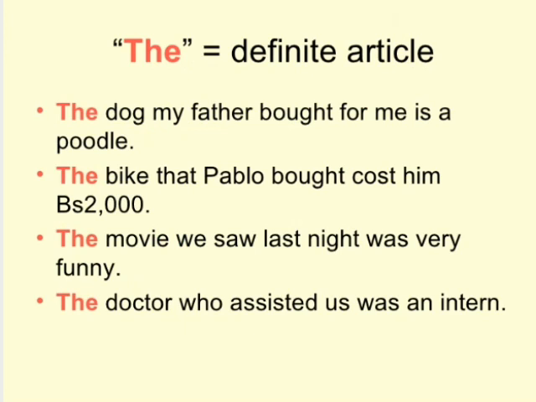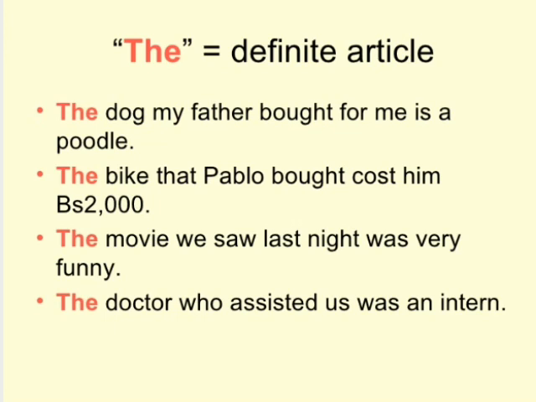Now the article the. This is the definite article. The dog my father bought for me is a poodle. The bike that Pablo bought cost him $2,000. The movie we saw last night was very funny. The doctor who assisted us was an intern.